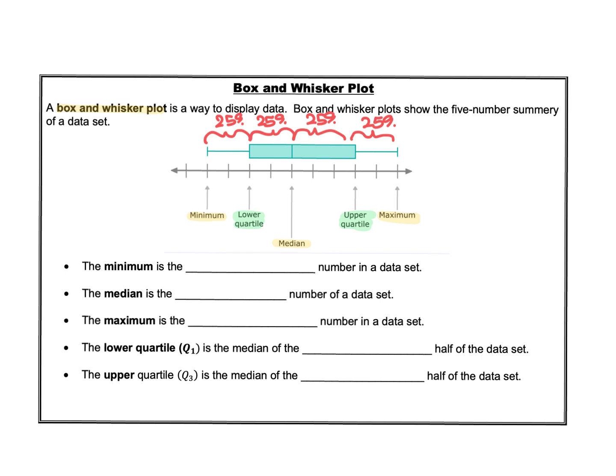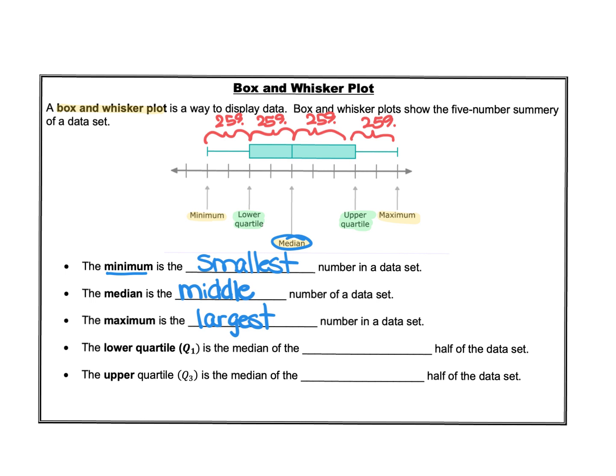All right, so now let's go ahead. It says the minimum is, so we know that the minimum is the smallest number in the data set. We know that the median, right here, is our middle number. Then we have the maximum, which is our largest number in the data set.